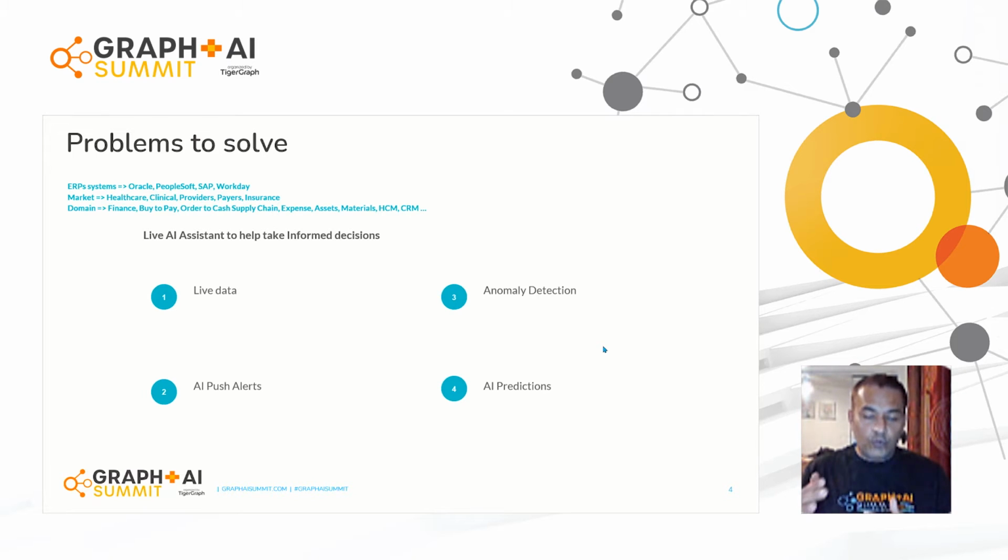And not only stored, you want to run some analytics. You want to query that data ad hoc. And then you want to run some predictions on that so that you can push the alerts. You can create some real-time predictive analytics and you can show it to the business so that the business can take informed decisions.